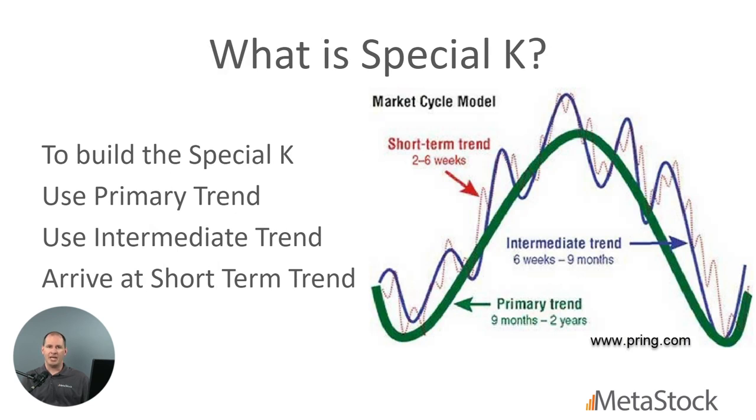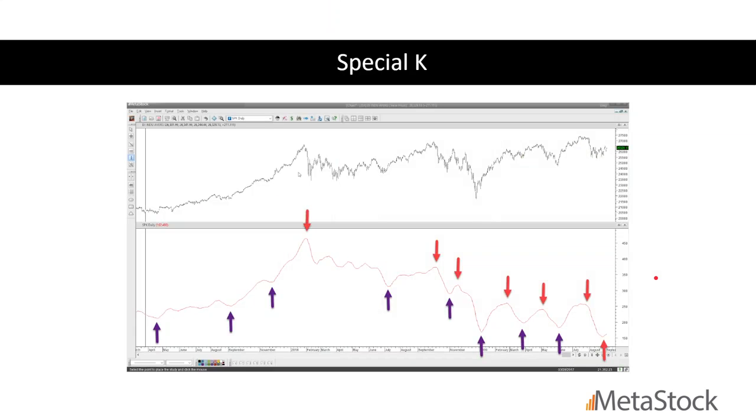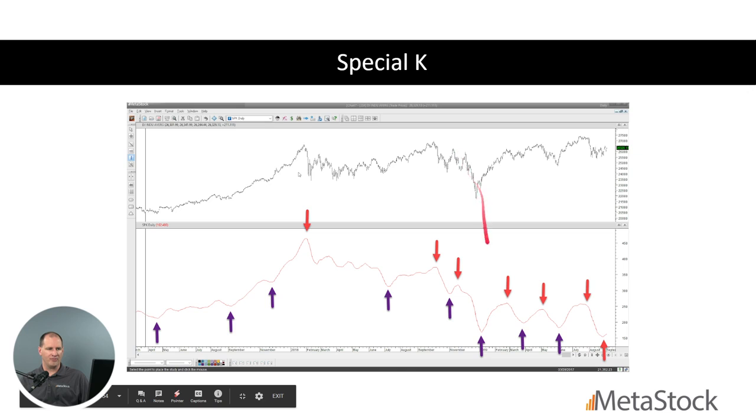So how do you build the Special K? Well, again, you take those 3 time frames, use the primary, the intermediate, and then you arrive down at the short term. And what you're left with is this short-term trend that is the Special K. Well, let's look at it on a chart. So this is the Special K. So you would buy at these peaks and troughs. So we'd buy at a trough, we'd buy at a trough, we'd buy at a trough, we'd sell at a peak or go short, buy, sell, buy, sell. So you can see this actually works very well. It identifies those peaks and troughs and the times to buy very, very well.